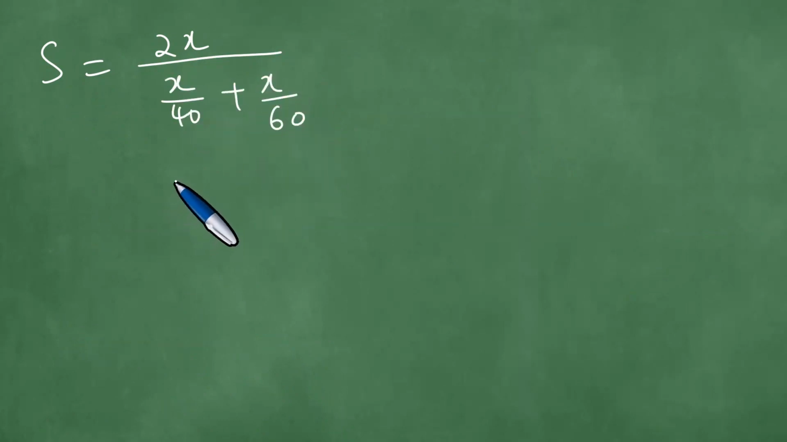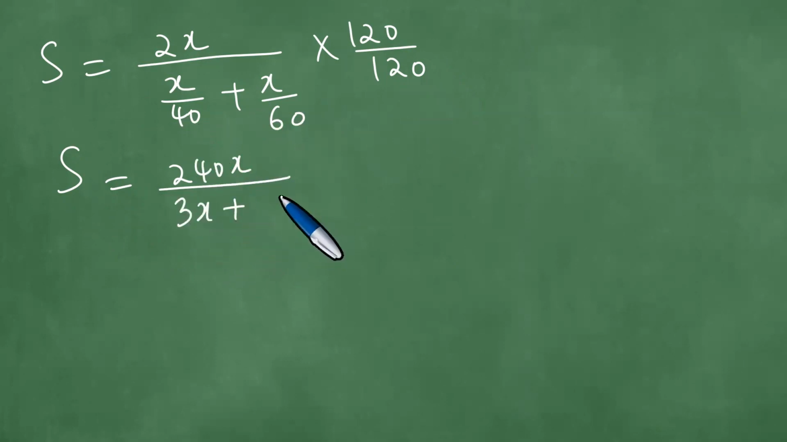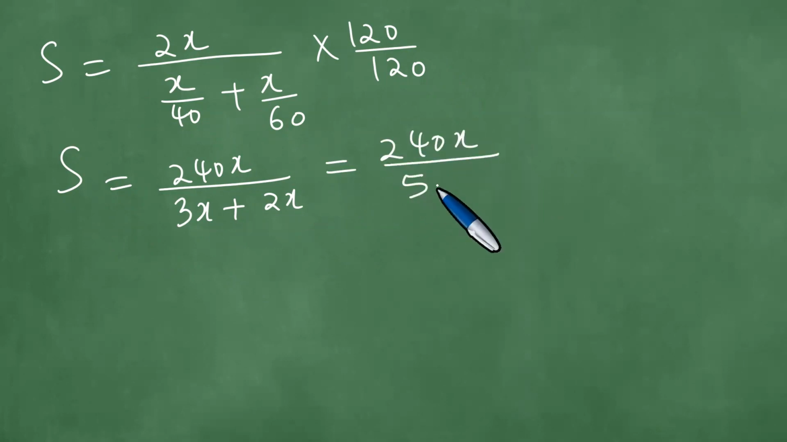All right. And then you multiply these by 120, that by 120. Right, 2 times 120 is exactly 240X. You divide by 120 divided by 40 is 3X plus 2X. And this is 240X divided by 5X. Okay, that's what we have.